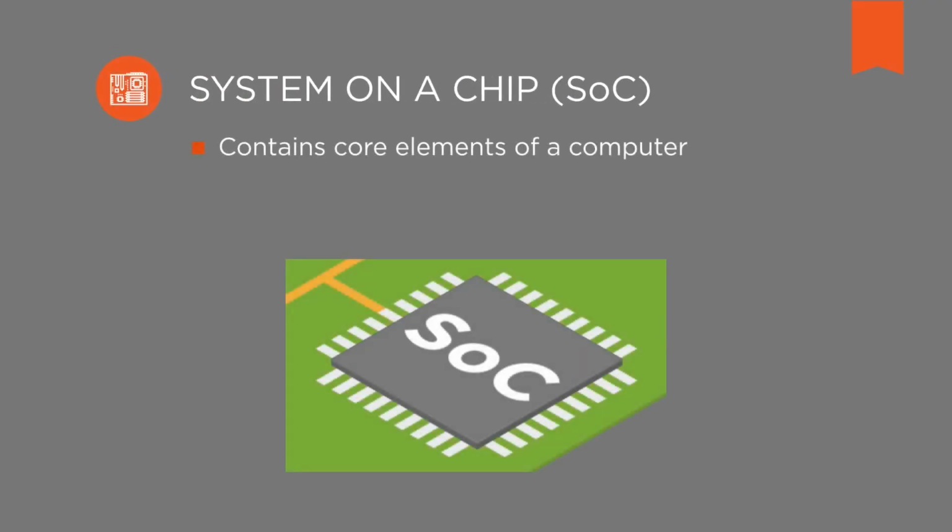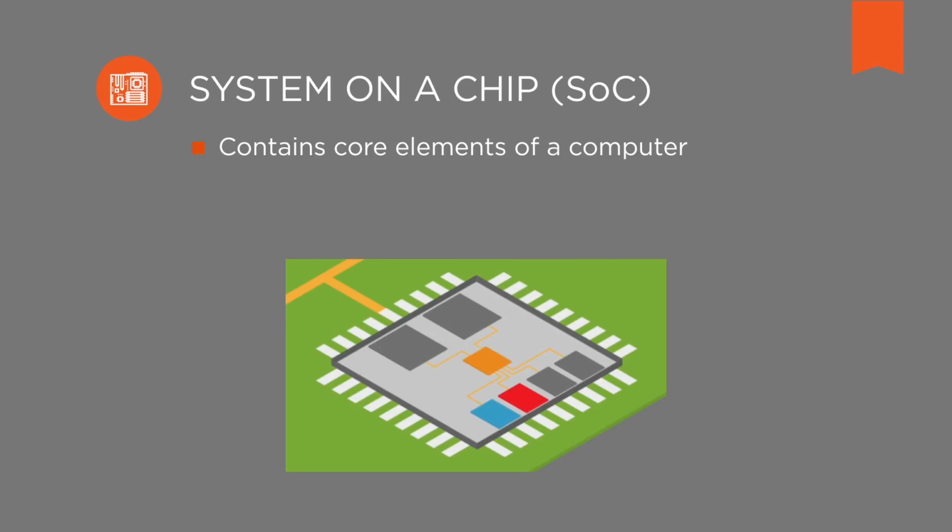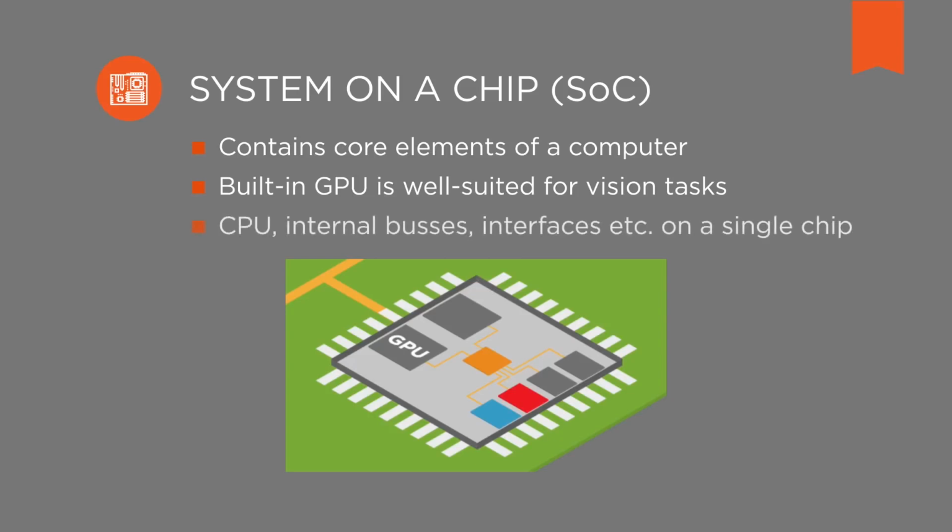Small size is achieved by a small embedded processing platform which uses a system on a chip, in short SoC. An SoC is an electronic component which contains the core elements of a computer. Its built-in graphics processing unit is especially well suited for vision tasks. Further, there are a CPU, internal buses, interfaces, etc., all on a single chip.